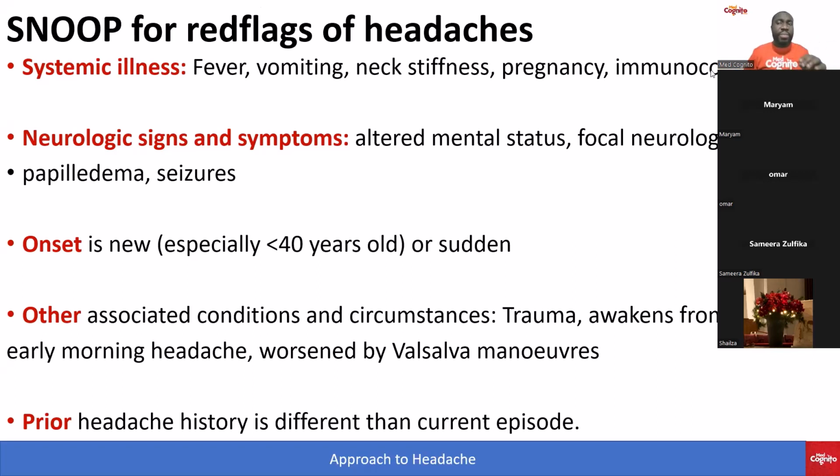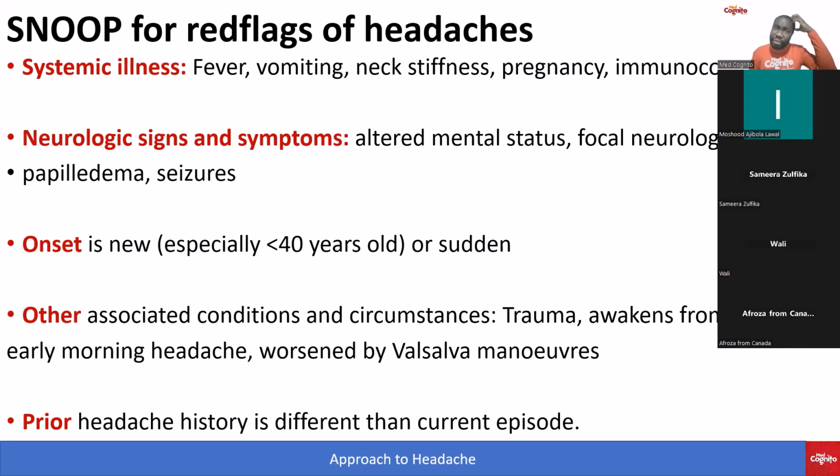Number one, if anybody comes to me with headache plus fever. Okay, so I have a question. Headache plus fever: what are some of the differential diagnoses which can come into my mind? Meningitis, encephalitis. What else? Cerebral abscess. Cerebral abscess, beautiful. Okay, what about headache plus vomiting? Brain tumor, raised intracranial pressure. Brain tumor, beautiful. Okay, what about headache plus neck stiffness? Meningitis. Subarachnoid hemorrhage. Beautiful. Okay, what about headache plus pregnancy? Preeclampsia, eclampsia. Yeah, beautiful. What about headache in an immunosuppressed patient? Encephalitis. HIV. Toxoplasmosis.